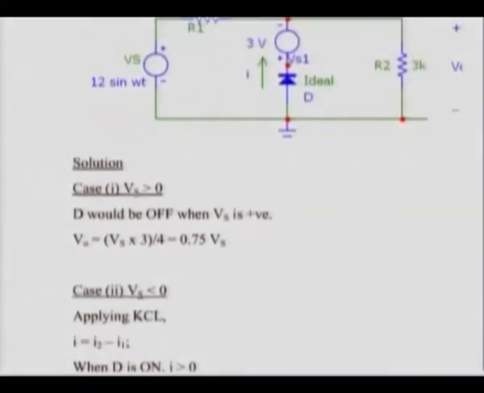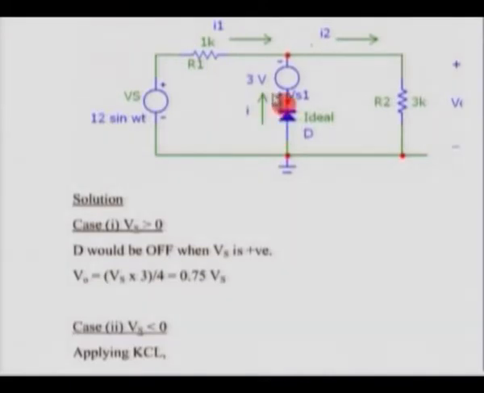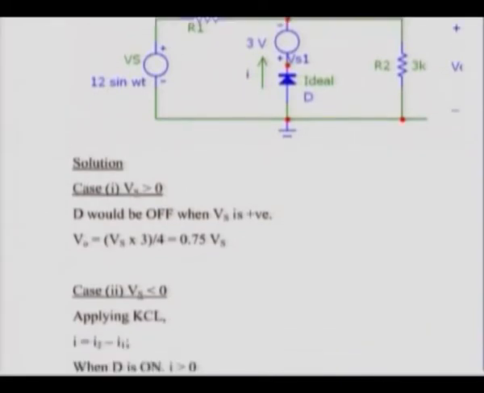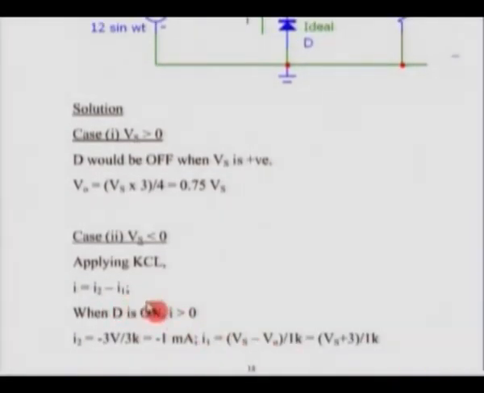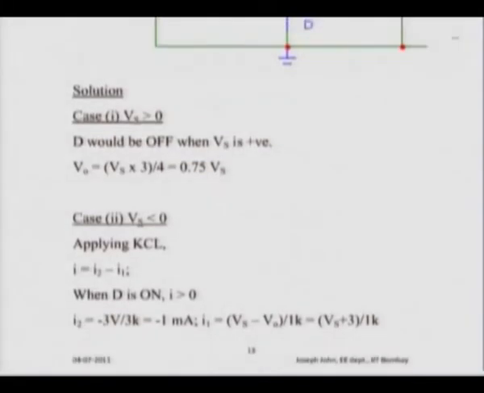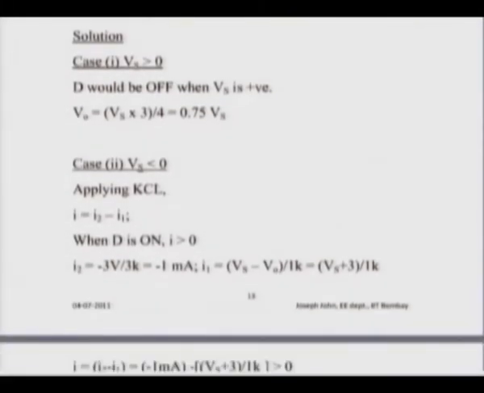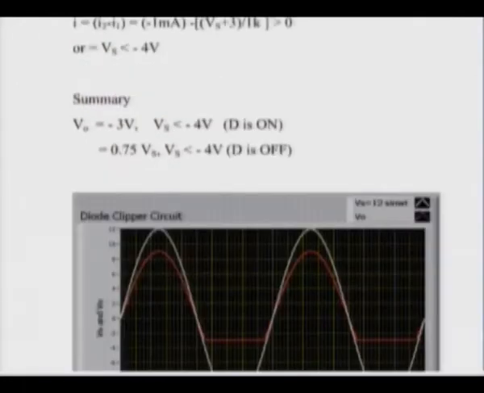Now once you make Vs negative, we can apply KVL, and we can write the current there as I. The current moving towards the node is I and I1, and you have I2 leaving the node here. So you can write I as I2 minus I1, and when the diode is conducting, I would be greater than 0. From that you could simplify, and you would see that only when the input signal is less than minus 4 volts does the diode conduct.